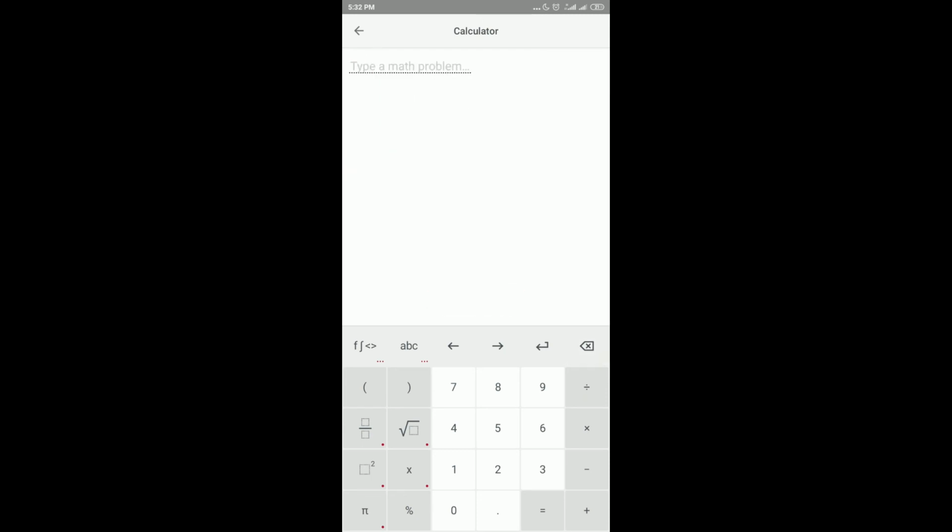Basically this application is very useful for teachers nowadays, because teachers nowadays like to use more technology in their teaching method, so that students will never get bored in class.